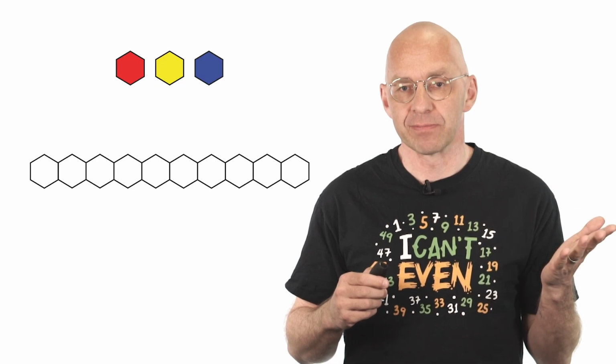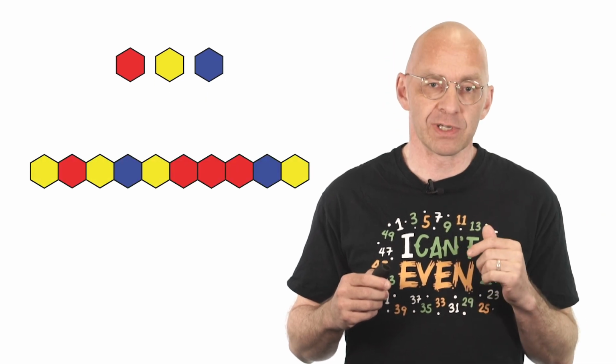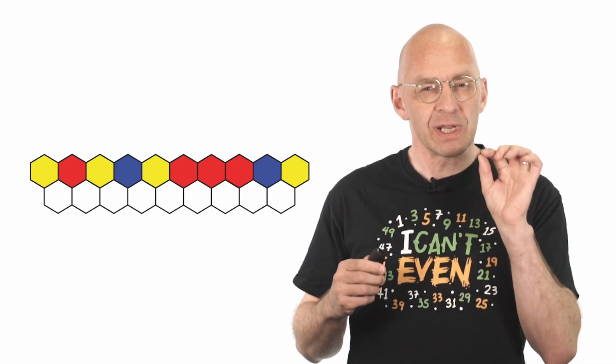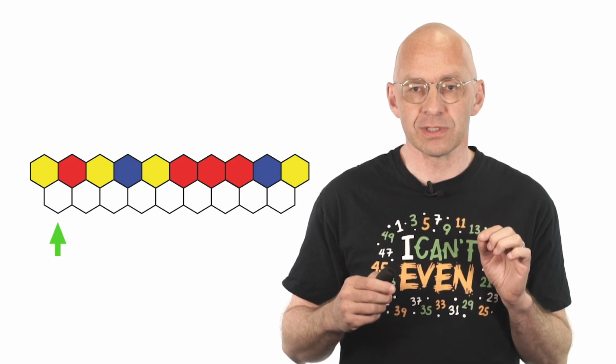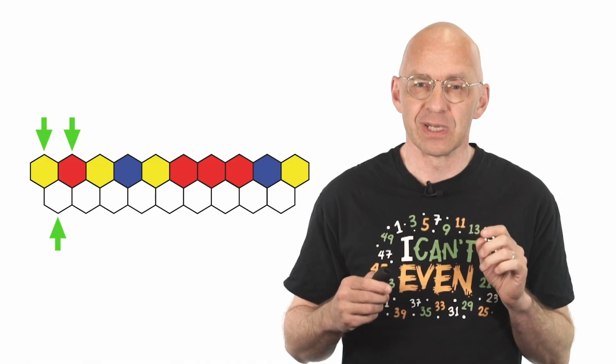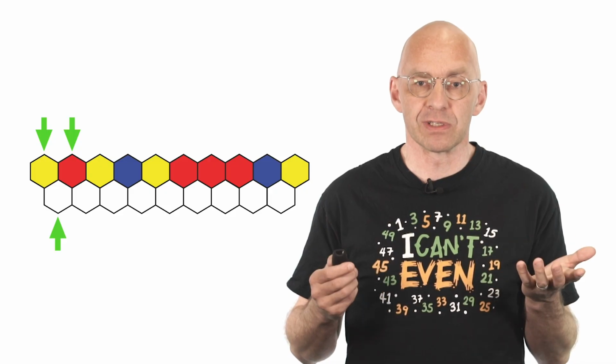3 colors: red, yellow, blue. Put down a row of 10 hexagons and color them randomly. There, that's one possible coloring. Draw a row of 9 hexagons underneath. The color of one of these new hexagons depends on the colors of the 2 hexagons above it. See whether you can guess what the rule is.